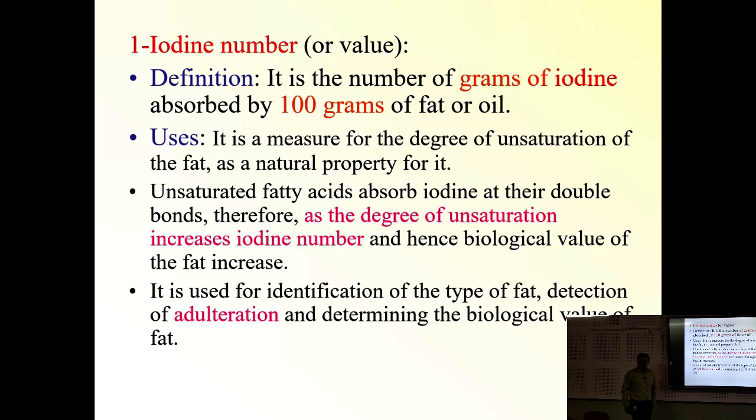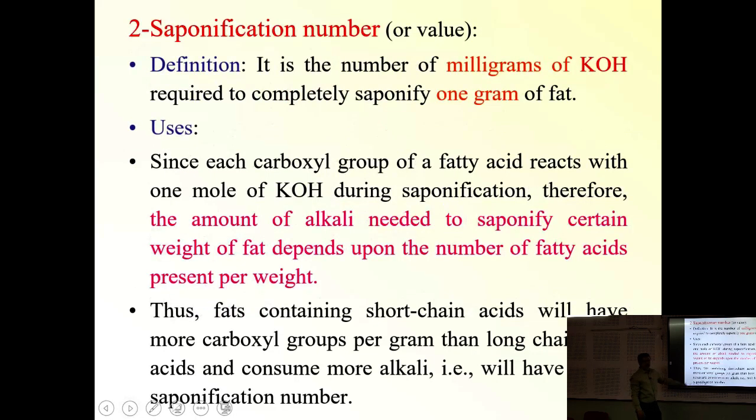Unsaturated fatty acids absorb iodine at their double bond systems. Therefore, as the degree of unsaturation increases, iodine absorption increases, and so does the iodine number. Hence, the biological value of fat is also increased. It is used for identification of type of fats, detection of adulterations, and determining the biological value of fats. Another parameter is the saponification number, which has already been taught to you.